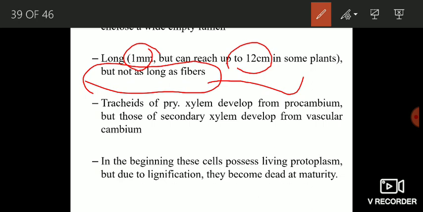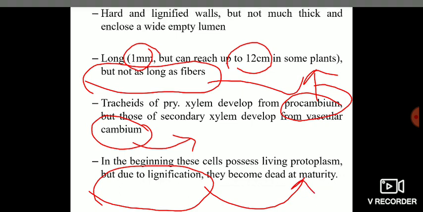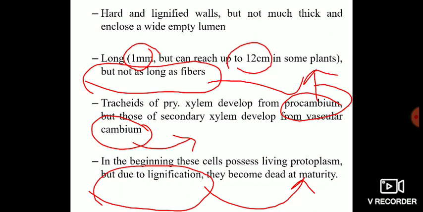The tracheids of primary xylem develop from procambium, which is the embryonic meristem, but those of secondary xylem develop from the vascular cambium, okay. जो secondary xylem में tracheids होते हैं, they develop from the vascular cambium. In the beginning these cells possess living protoplasm, but with time, due to lignification, they become dead at maturity. They lose their protoplasm, they lose their nucleus, okay, and become dead at maturity.